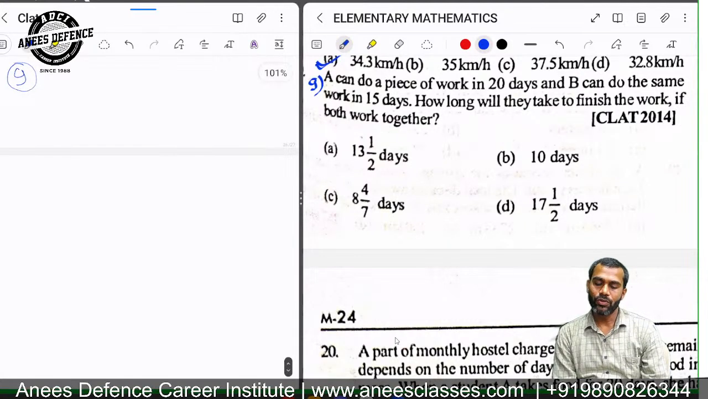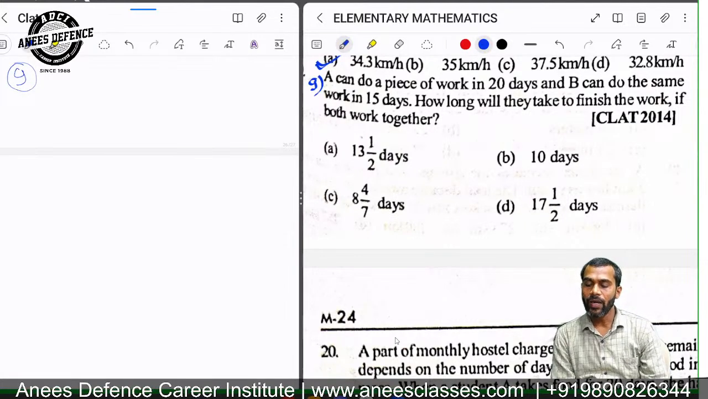Okay, no problem. Now question number 9. A can do a piece of work in 20 days and B can do the same work in 15 days. How long will they take to finish the work if they work together? Very easy, the simplest one. It is similar to that of question number 2.